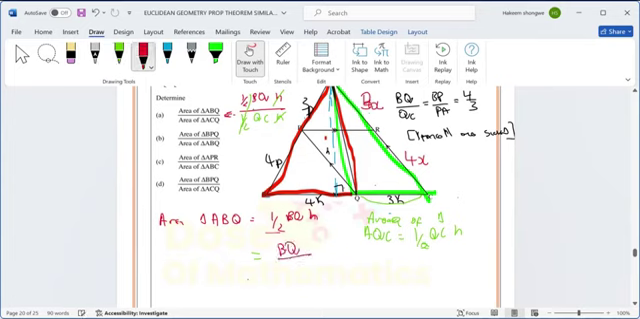All over QC. Then you can come and check what is BQ. BQ is 4K, so you write 4K. And then what is QC? QC is 3K. Meaning if we compare the areas of this one and this one, it's 4 is to 3. And then we are done.